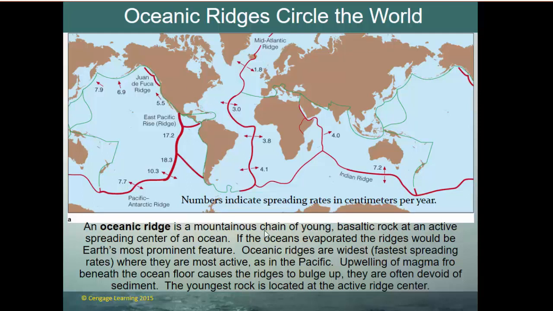So an oceanic ridge is a mountainous chain of young basaltic rock at an active spreading center of the ocean. If the ocean evaporated, the ridges would be Earth's most prominent feature. Ocean ridges are widest where spreading rates are fastest, where they're most active, like in the Pacific. So really rapidly spreading in the Pacific, and so that's where they are the biggest. Upwelling of magma from beneath the ocean floor causes the ridges to bulge up. They are often devoid of any sediment because they're the youngest rocks on the ocean floor, and those youngest rocks are always located at the active ridge center.